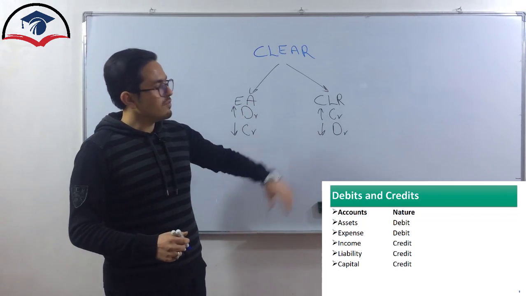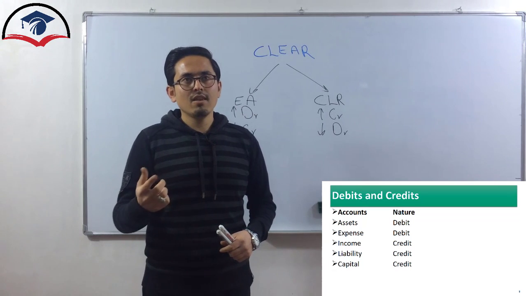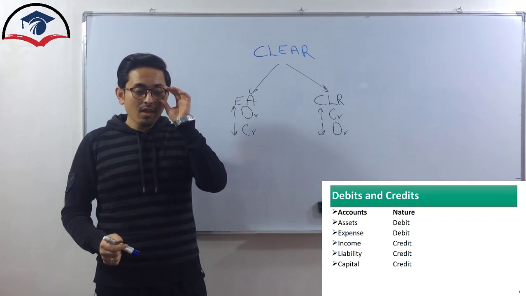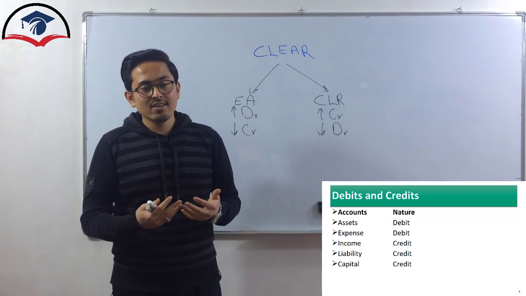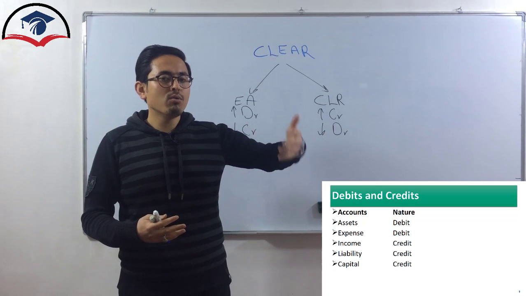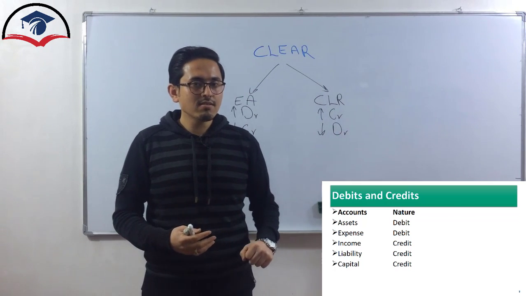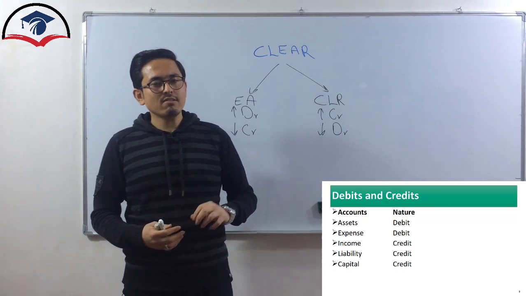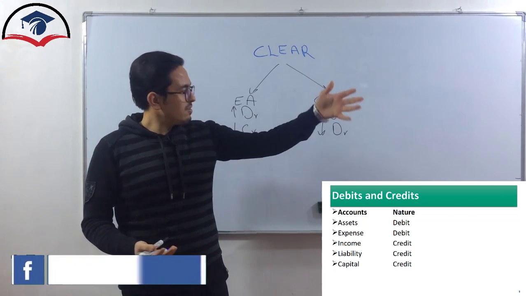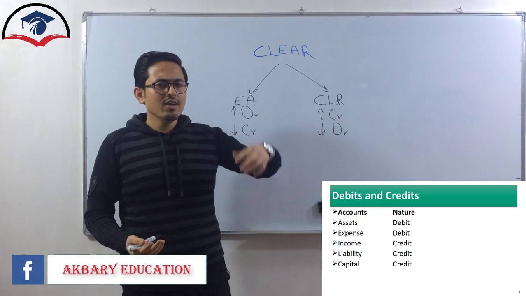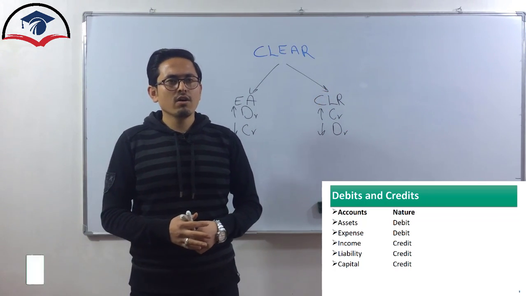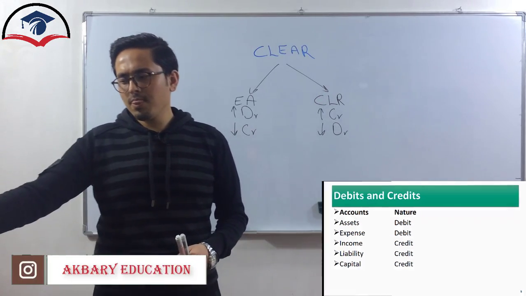And on the other side, we have CLR, capital, liability, and revenue. They are the cases which we say are on the opposite side. Suppose an owner brought $5,000 to the business. That $5,000 is the capital of the business. So capital increases and it will be credit. That's why it's called credit nature. And these three are called credit nature.